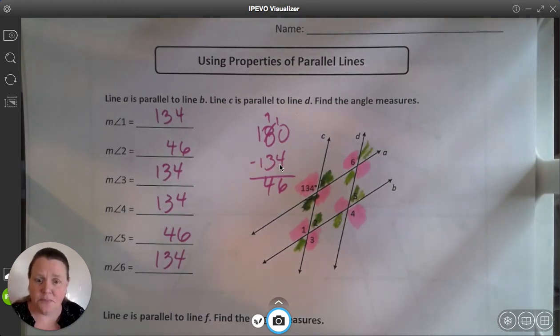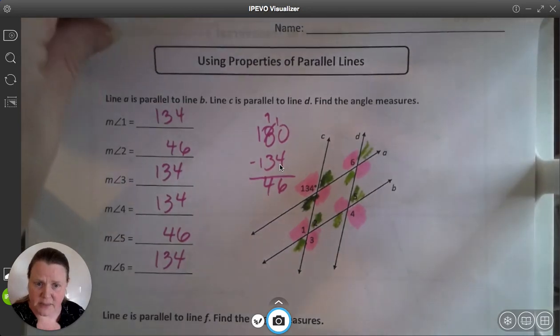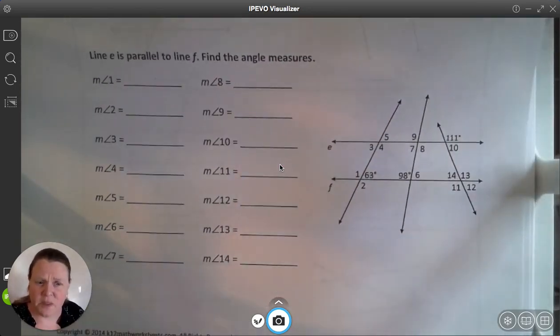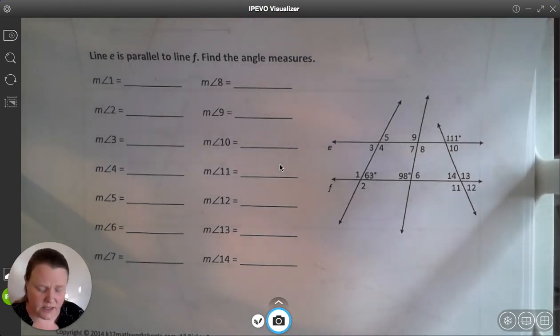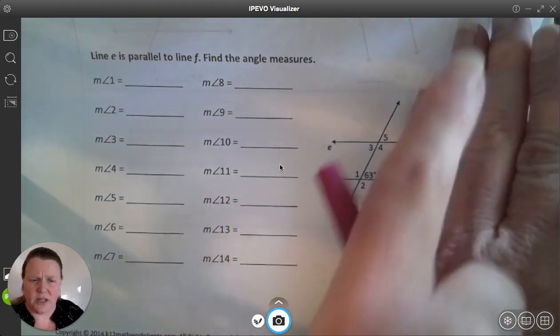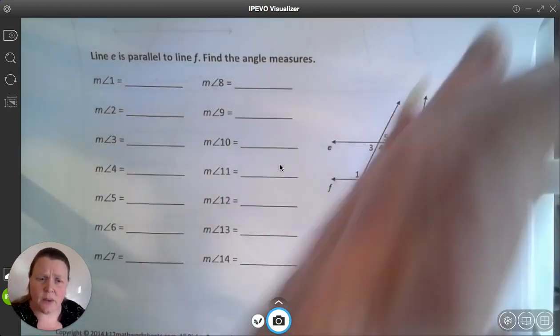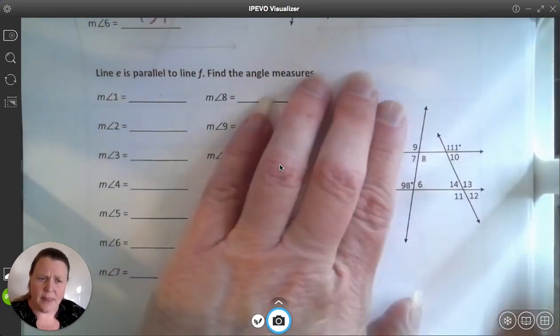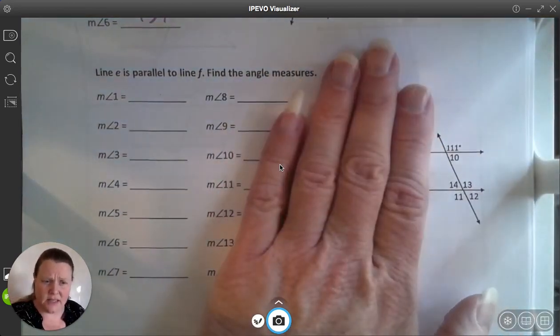So let's look at the next problem that's very similar to that. I don't want you to be confused because we have a lot of extra lines on here. Essentially, it's 3 different problems. This is the first problem. We have 2 parallel lines cut by a transversal. And then we'll ignore this line, and we will work that one. And then we will look at the last angle.